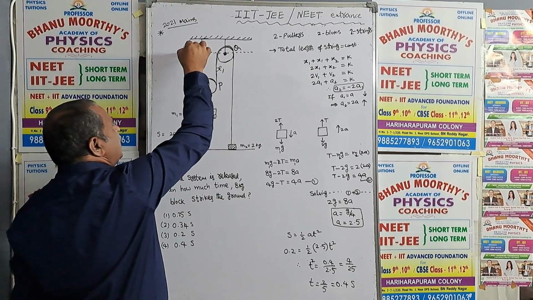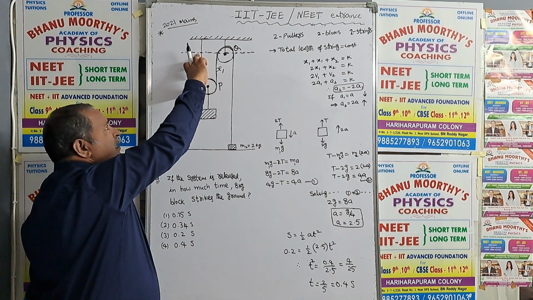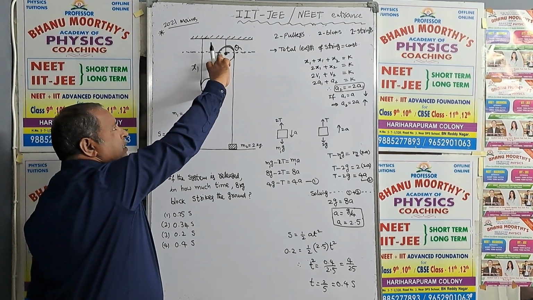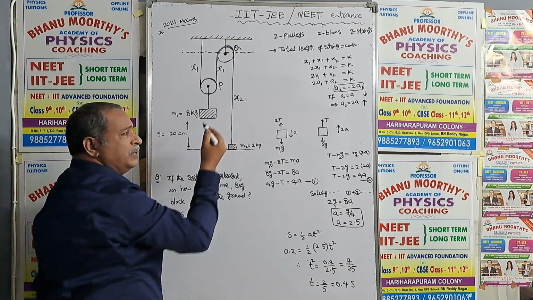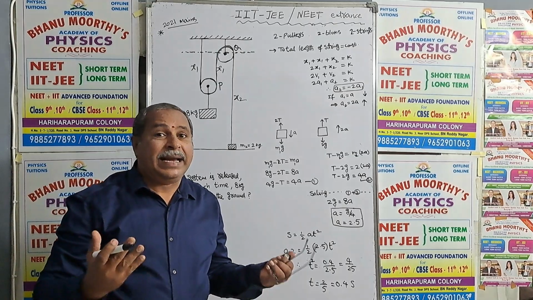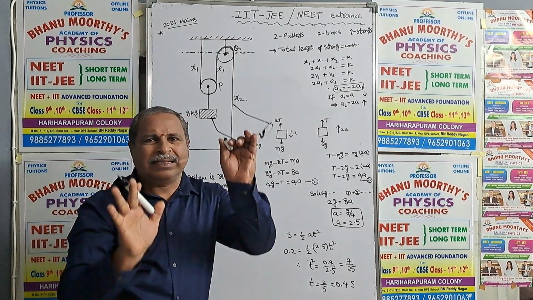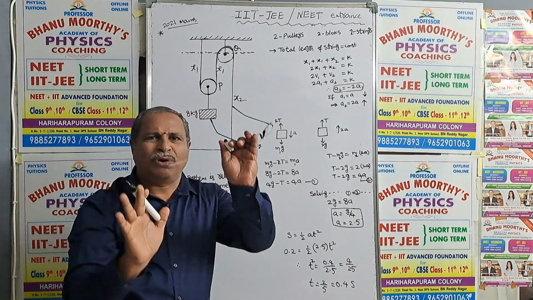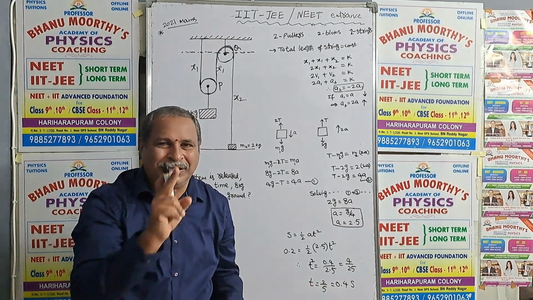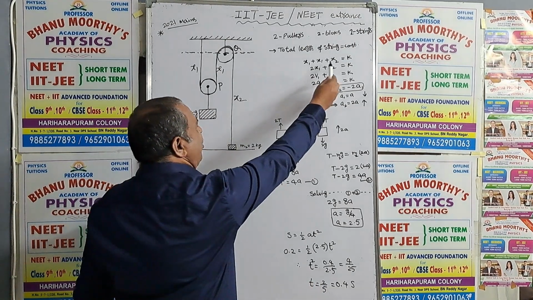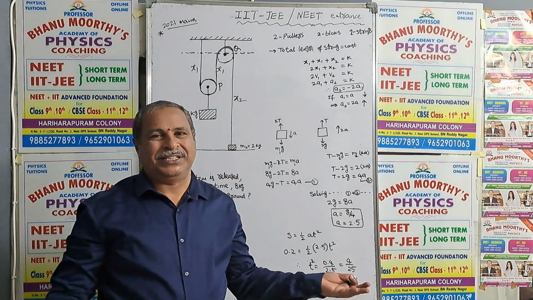Let us draw a horizontal line like this. So this is the string length x1, and the length of the string from here to here is x2. The total length of the entire string is always constant. Even when the bodies oscillate like this, during these oscillations the length of the string does not change. That is the concept. So the total length is constant, K for constant. So 2x1 plus x2 is constant here.